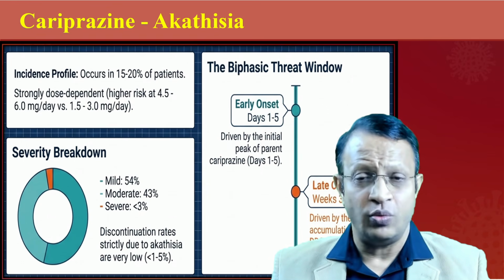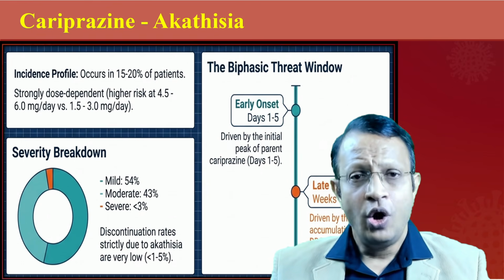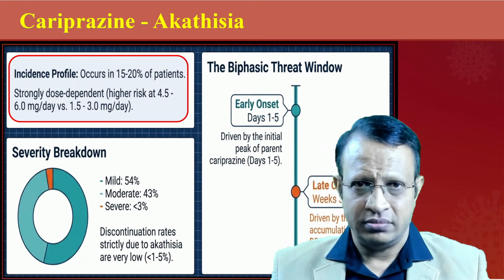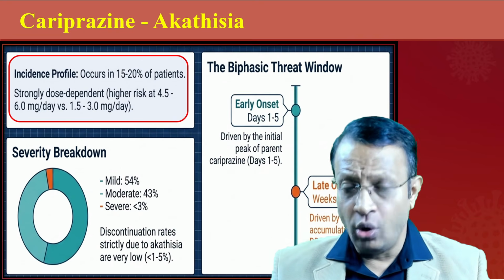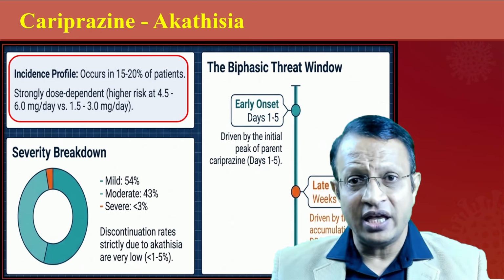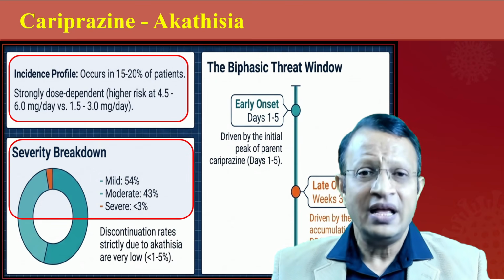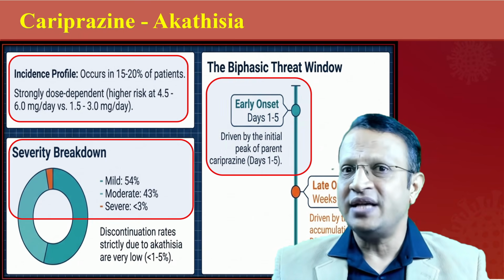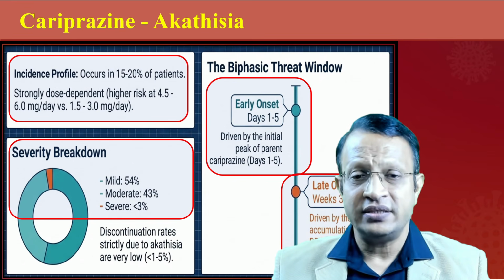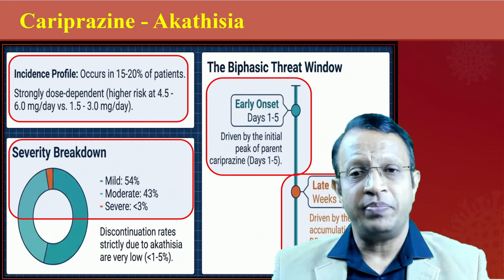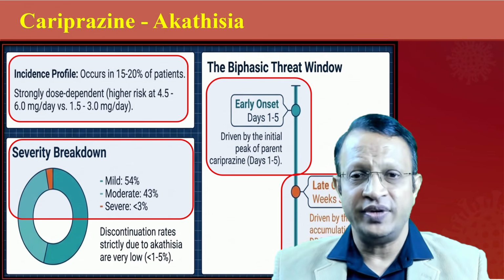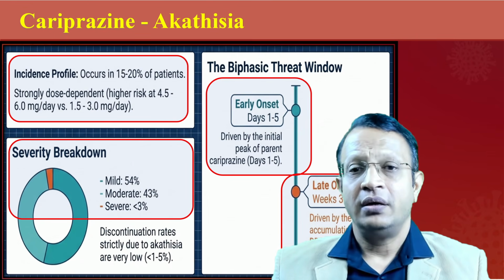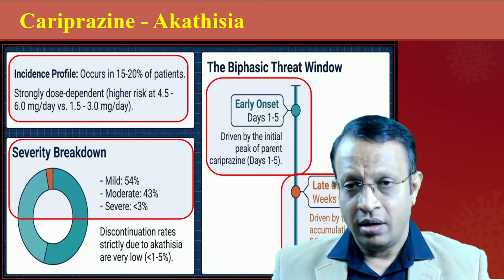Now let's talk about akathisia, which is a very disturbing side effect. Invariably, once the patient is started on cariprazine, 15 to 20% of the patients may develop akathisia. It is strongly dose dependent, hence start low and go slow. Akathisia can be seen in early onset or late onset. Early onset means as soon as you start, within a week, you can see akathisia. Late onset is due to dysmethyl cariprazine, my dear friend, which accumulates over a period of 3 to 6 weeks. After 6 weeks, the patient may develop akathisia. Hence, you have to observe not only immediately, but also after 6 weeks.